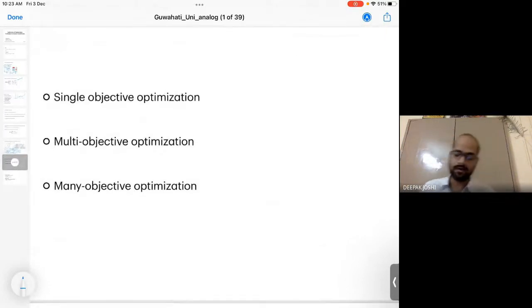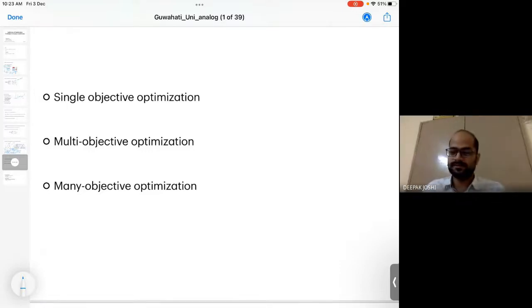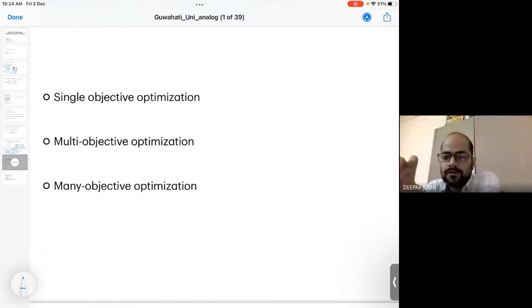Now let's think about the types of results we want. One optimization result is basically that we are going to get one design, one point or one vector. I need an optimal vector. That is the output of a single objective optimization. Single objective means that you have only one objective.